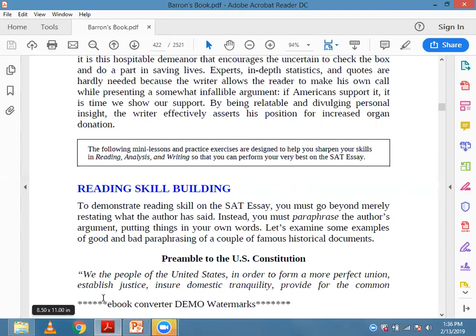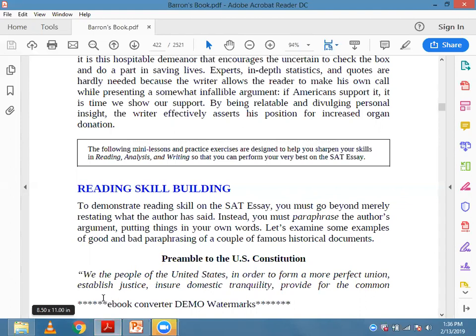So now that you understand a little bit about the essay section and a little bit about how to write the essay, let's analyze the different categories under which you are marked in the essay section. Basically, when you're marked for your essay response, you're marked under the following three categories. The first category is reading skill building. The next category is analysis skill building. And the third category is writing skill building.